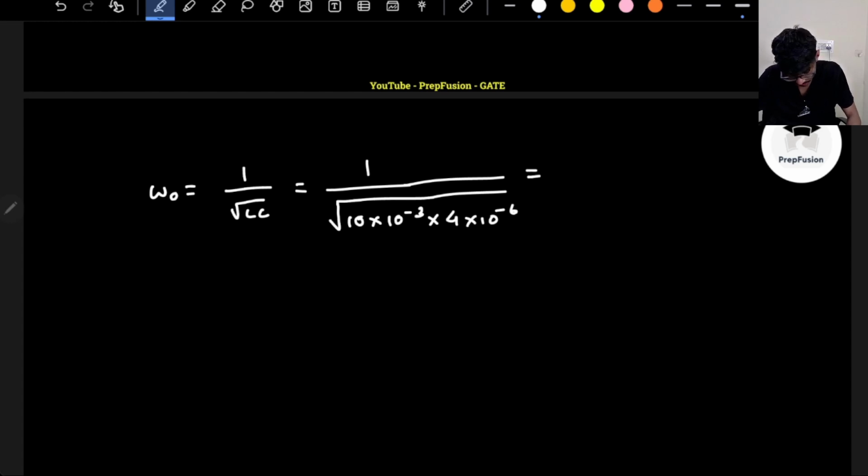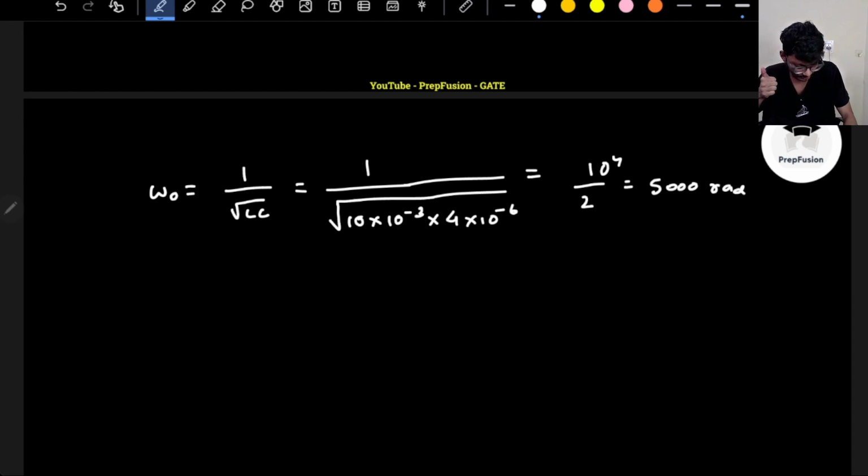So this will be basically, okay, just hold on, let me just check one thing. Yeah, this is 2, right? So this is 1 by 2 into 10 raised to power minus 2 into 10 raised to minus 8. So this will be 10 raised to power 4. So this is 5000 radian per second.